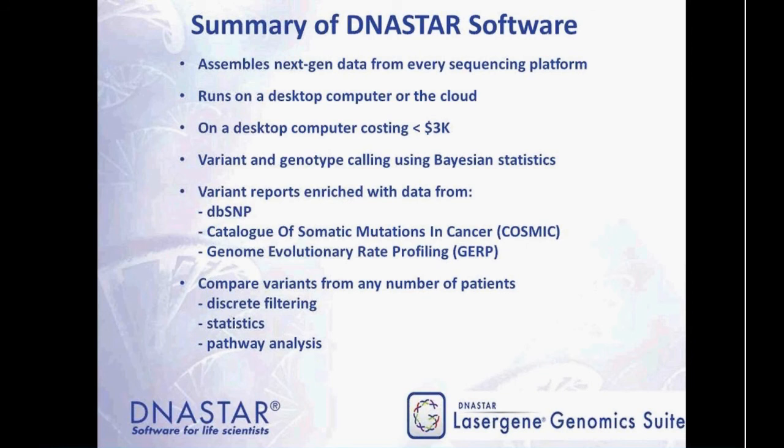The Lasergene Genomics suite assembles next-gen data from all the different sequencing platforms and supports a wide variety of different project types. This is software that runs on a desktop or the cloud. The hardware required is minimal. And then the variant calling uses Bayesian statistics to get p-values. There's lots of different filtering options at different levels, up front during the assembly, and then downstream filtering options.